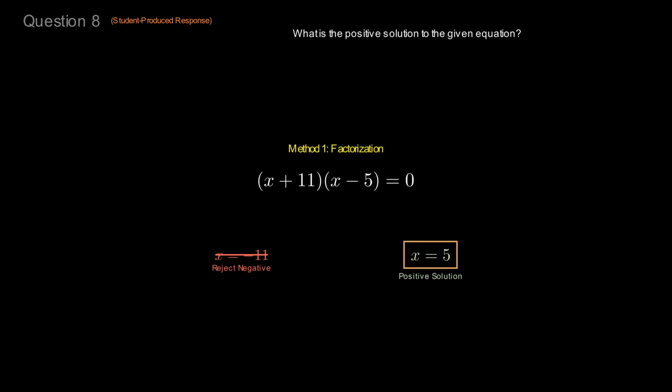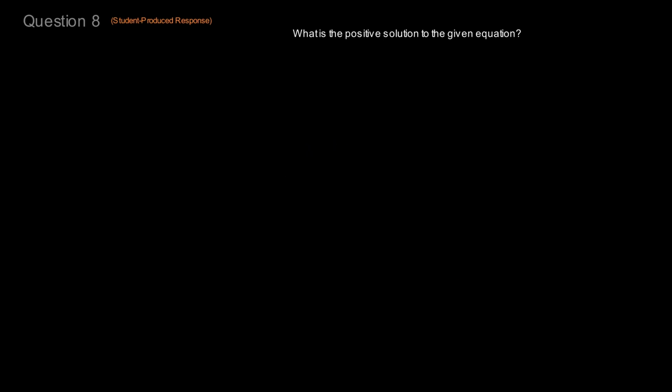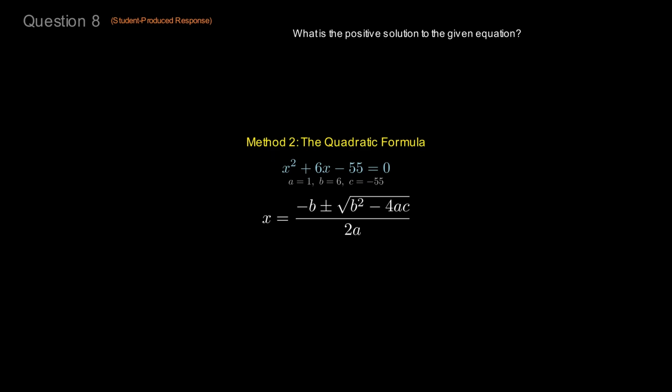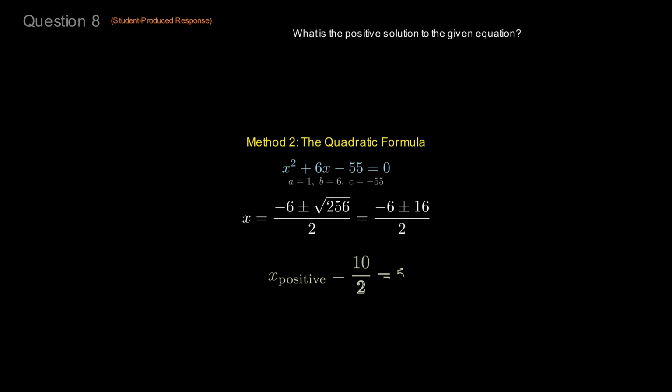But what if you didn't think of factoring? Let's clear the screen and look at a second method: the quadratic formula. By identifying our coefficients, where a is 1, b is 6, and c is negative 55, and plugging them into the formula, the math simplifies to give us the exact positive result. x equals 5. Grid in 5 and you are good to go. Let's look at question 9.